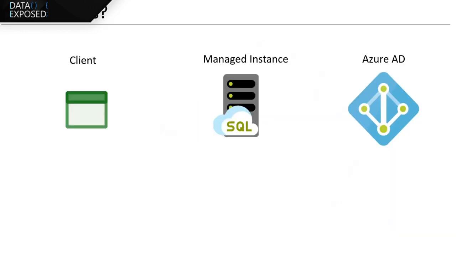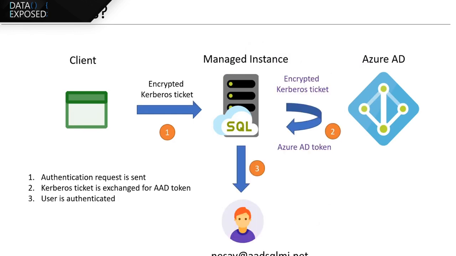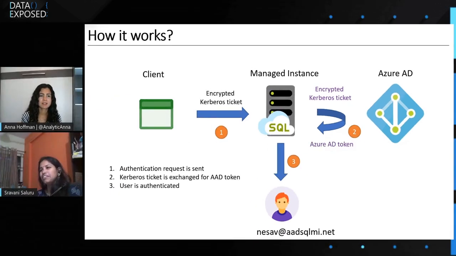So if you see, I just have a pictorial view of how it works. You have the client, you have the managed instance, and you have Azure Active Directory. And once the request is sent, the encrypted Kerberos ticket is sent to the managed instance, and it is exchanged with the Azure AD, and we get an Azure AD token, and the user is authenticated at the managed instance level. With this, customers can start migrating their applications to the Azure AD users. This is to boost the Azure AD authentication further and help our customers to use Azure AD users.